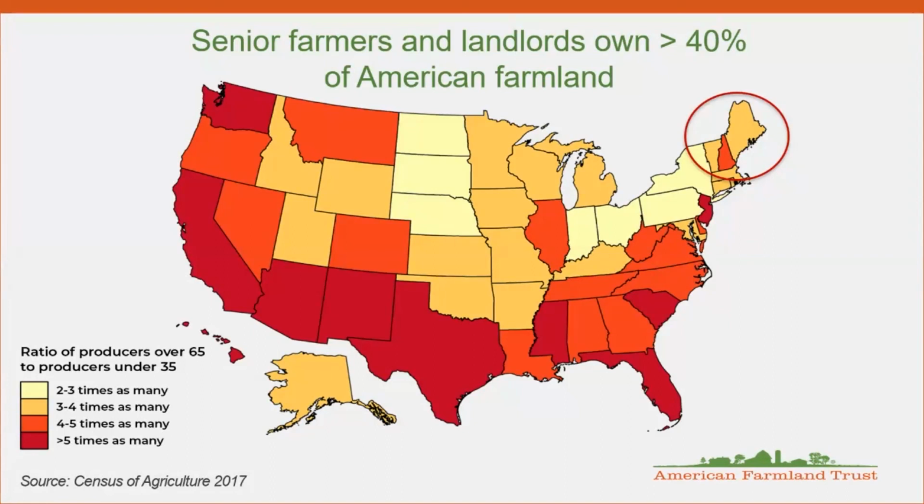We circled the northern New England states we're talking about in this webinar, with the darkest red showing more than five times as many old to young, so that's over 65 to under 35, and the pale color being two to three times as many. Maine is somewhat in the middle of the spectrum, with nearly 3.5 times as many producers aged 65 and over than under 35, representing about a third of the state's farmers. And about 60% of its farms report involvement in succession planning, a new thing in the census a couple of years ago, covering about two-thirds of the state's ag land acres, but still leaving about 450,000 acres unplanned for. Okay, next.